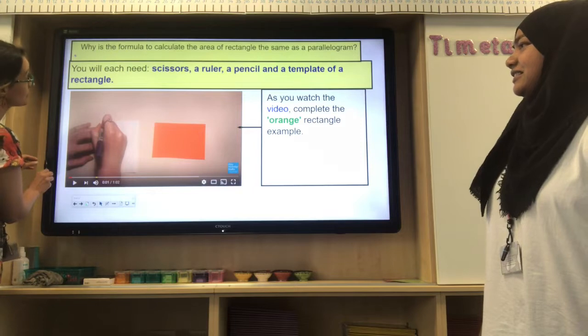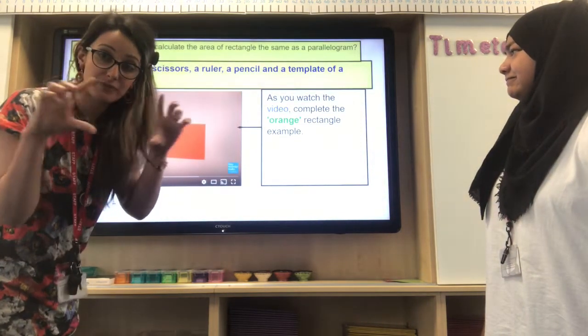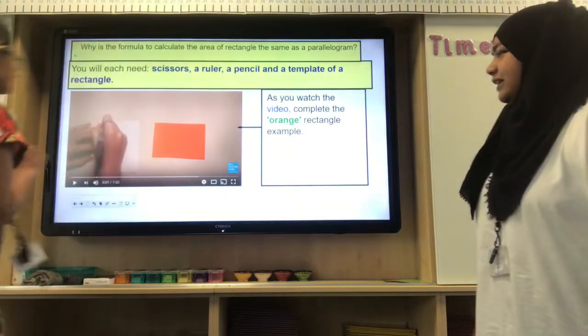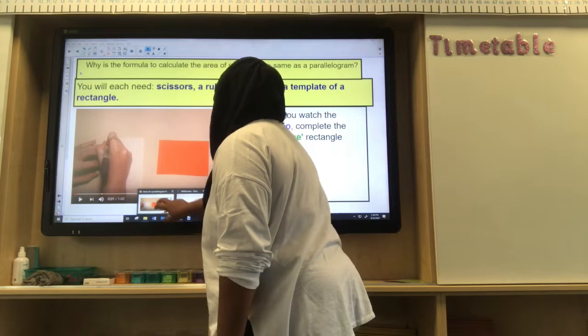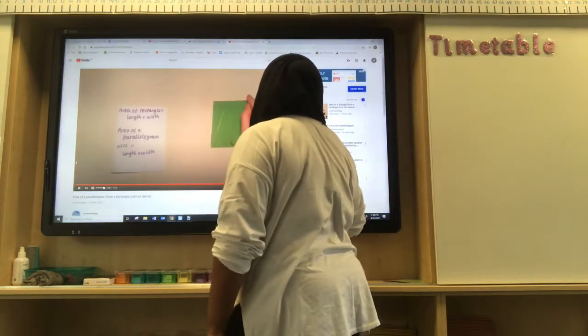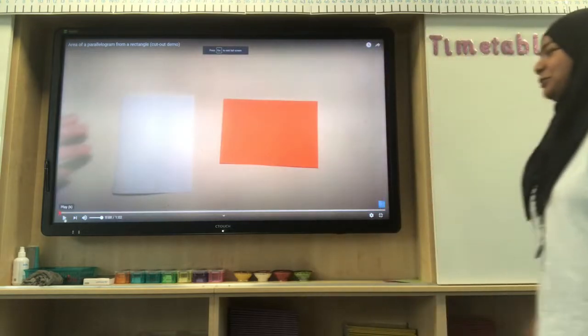So make sure you get those things: scissors, ruler, pencil, and have the template of a rectangle cut out and ready to go. Right, enjoy, boys and girls.